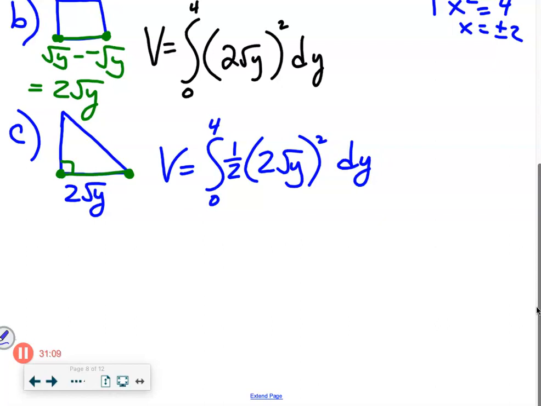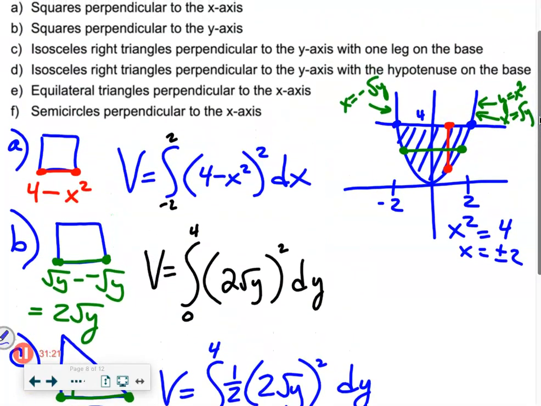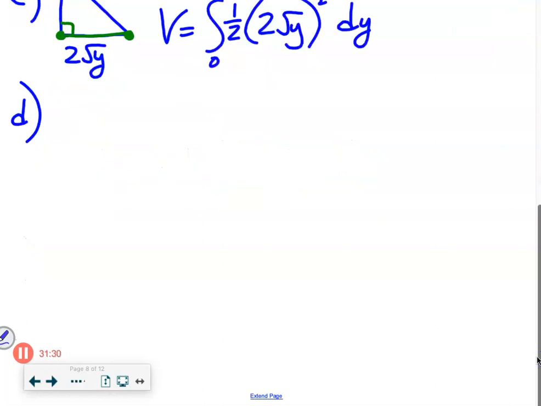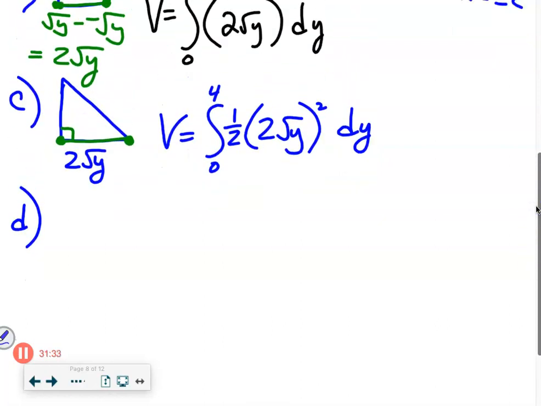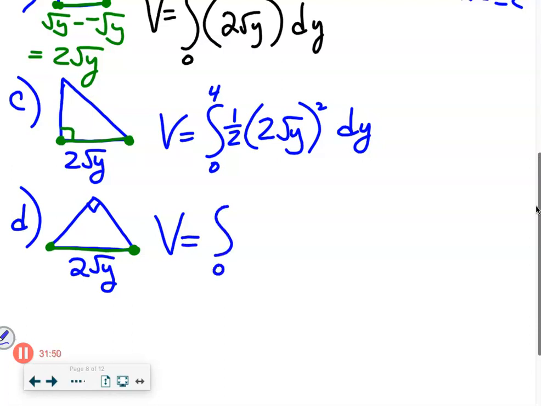How'd we do? We're good? You ready to try one with a hypotenuse? So part D, isosceles right triangles still perpendicular to the y-axis with the hypotenuse on the base. Dun, dun, dun. So, hypotenuse on the base means your triangle looks like this. The hypotenuse is now your green line segment, which is still 2 root y. We're still in dy mode, so we're still 0 to 4.